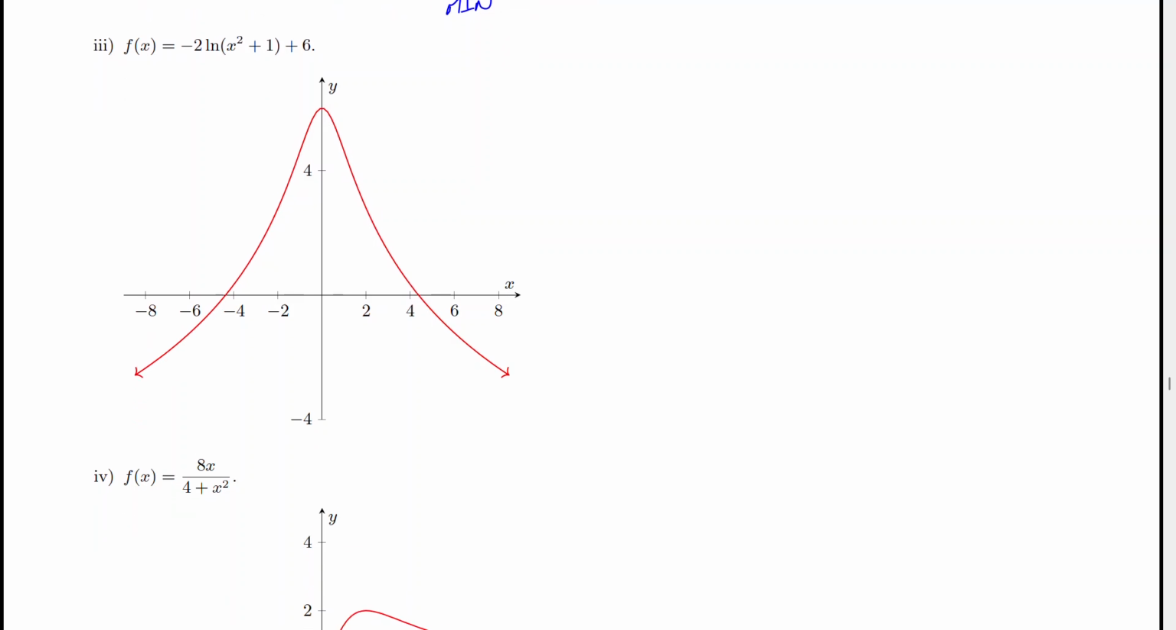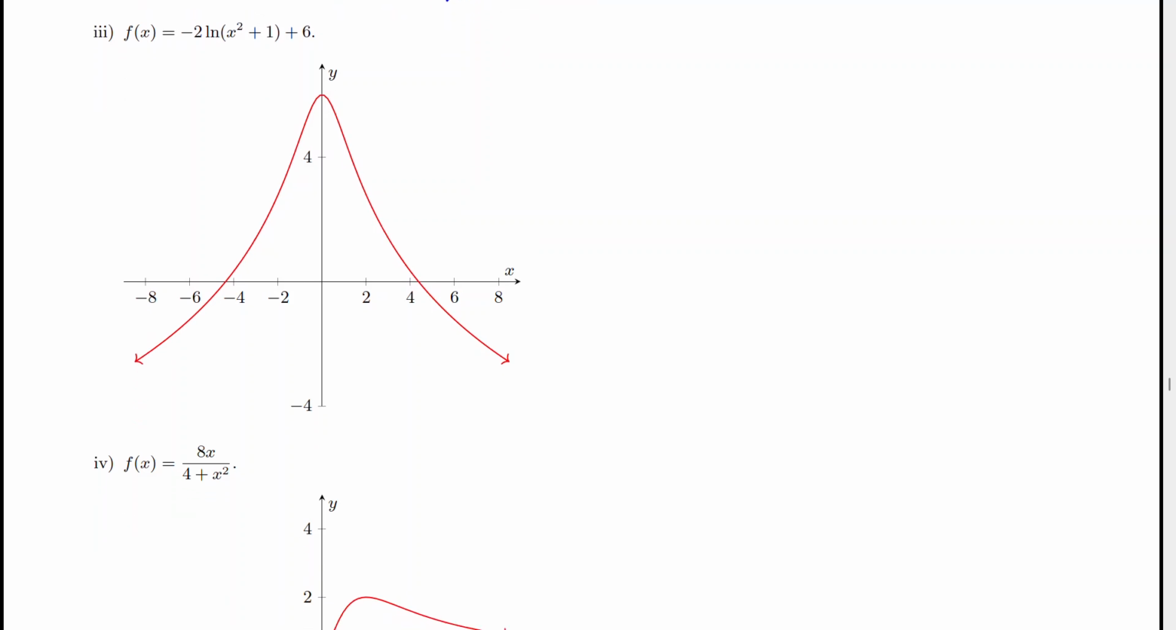So that's the end of that part, and now let's look again at the new function f of x, which is negative 2 ln of x squared plus 1, plus 6. So the function that's given is negative 2 multiplied by ln of x squared plus 1, all added to 6. So what will my derivative look like?